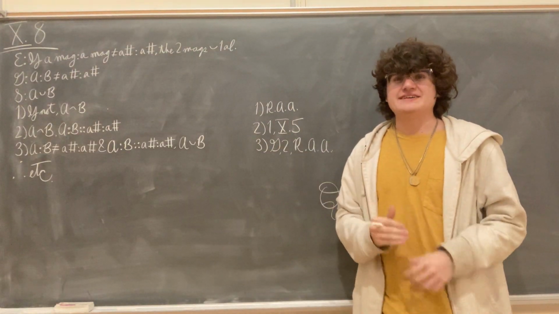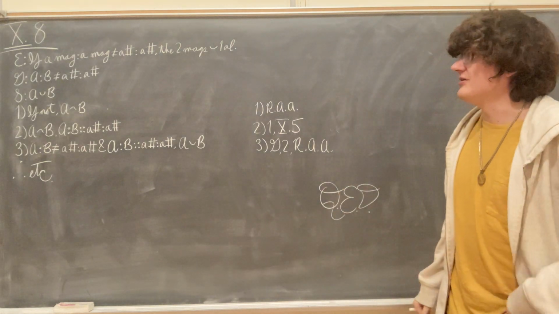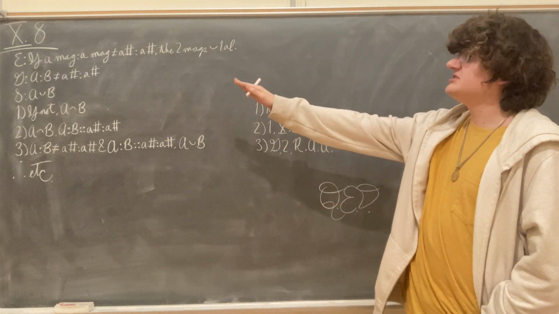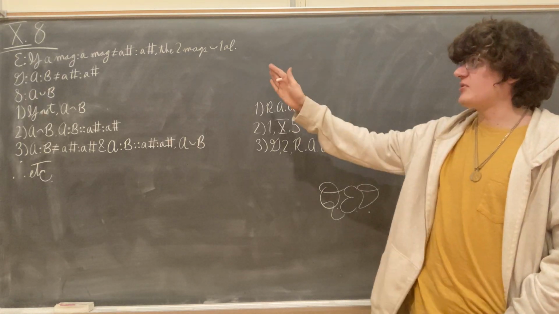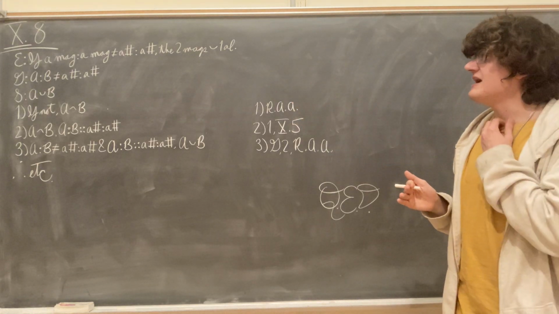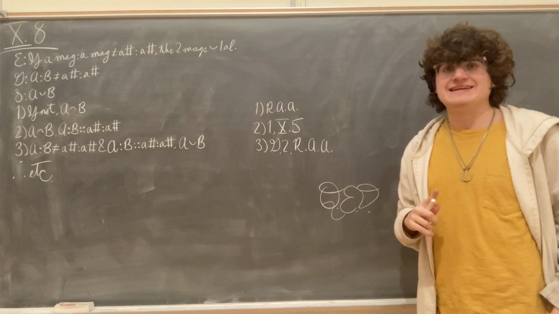Hello. This will be a demonstration of Proposition 8 from Book 10 of Euclid's Elements, which says that if a magnitude has not to another magnitude a ratio which a number has to a number, then these two magnitudes will be incommensurable with one another.